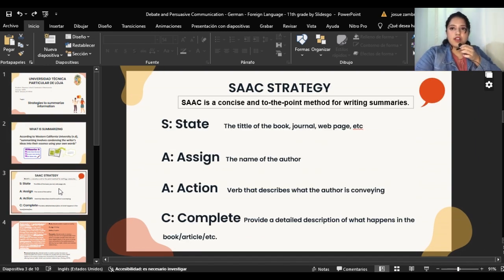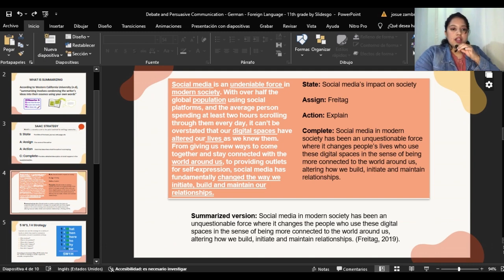Well, the first strategy I'm going to talk about is the SAG strategy. SAG is a concise and to-the-point method for writing summaries. Each of these letters has a meaning. S is for stay, that is the title of the book, journal, or web page. A is for assign, that is the name of the author. A is for action, that is the verb that describes what the author is conveying. And C is for complete, that is the summary, which provides a detailed description of what happens in the book, journal, and others. Here's an example.